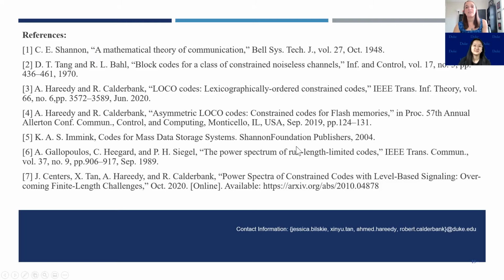With that, we'd like to conclude our talk, and I'd like to highlight a few of our references here, specifically 3 and 4, if you want to learn a little bit more about LOCO and ALOCO codes. These are the papers that introduce those. Reference 6 was also extremely useful to us in our research for the first contribution of calculating the power spectral density of a level-based signaling associated code. They do it for transition-based signaling, which is a little different, but very similar and super useful to look at.